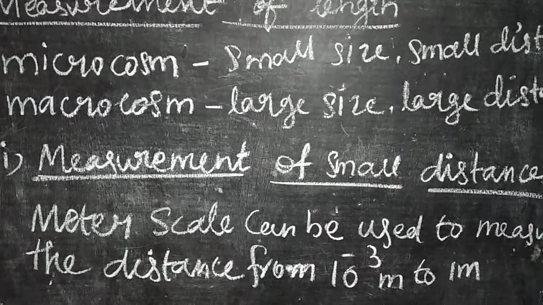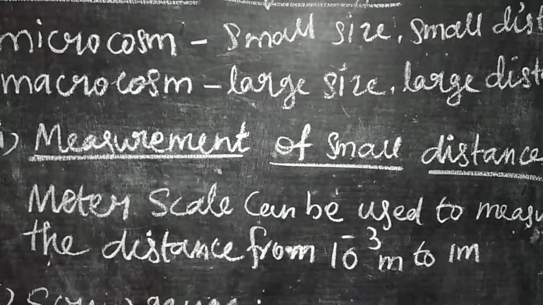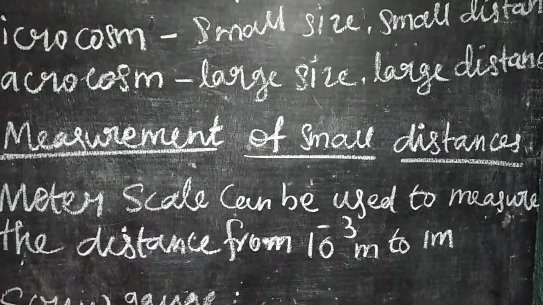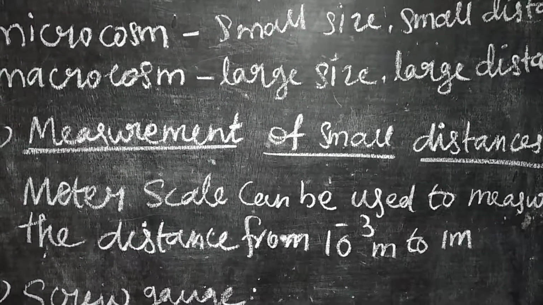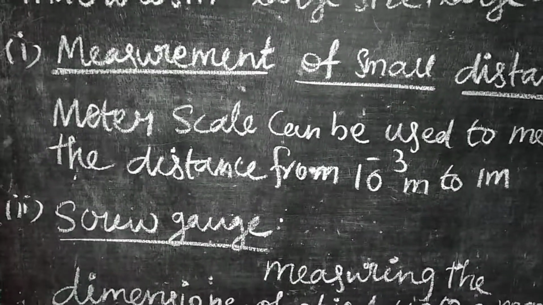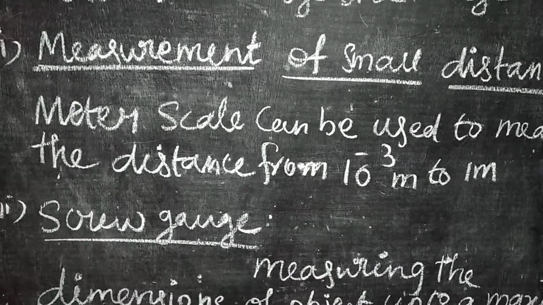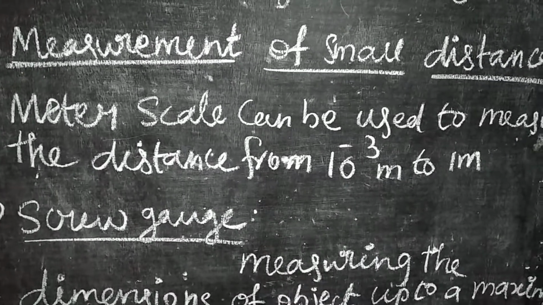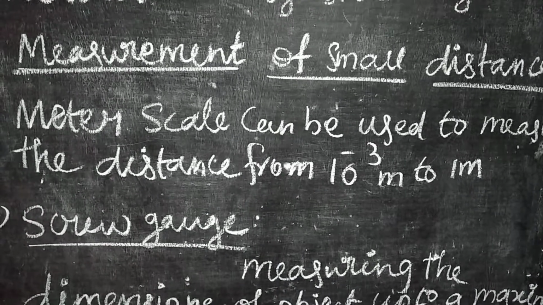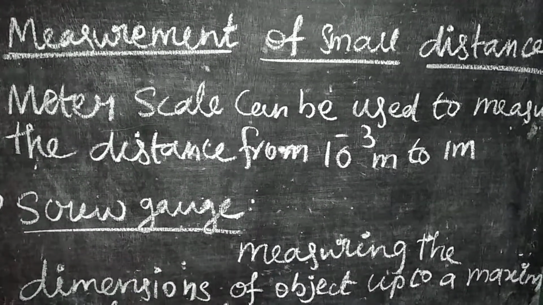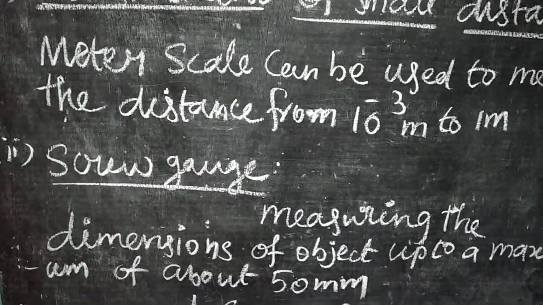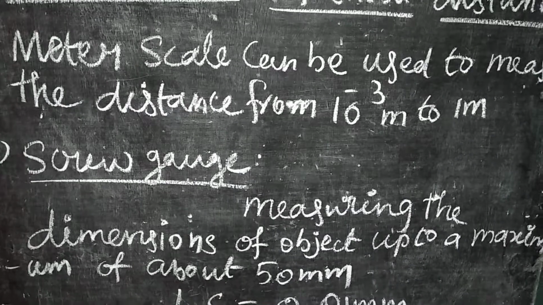Then measurement of small distances: the meter scale can be used to measure distances from 10 power minus 3 meter to 1 meter. Then screw gauge. Screw gauge is an instrument. With the help of screw gauge, we measure the radius of a thin wire, diameter of a thin wire, that is measuring the dimensions of an object up to a maximum of about 50 millimeter.